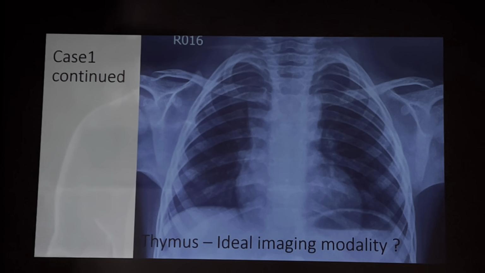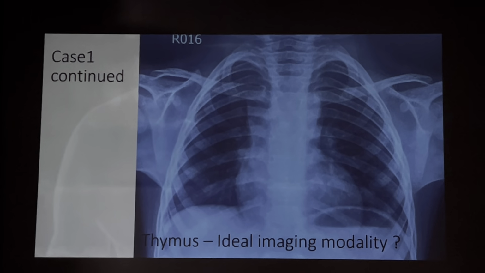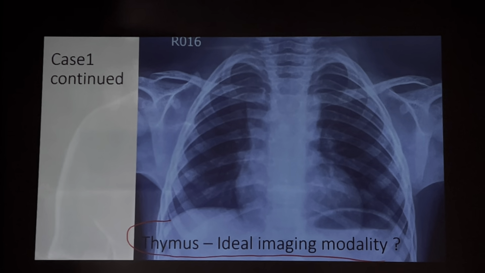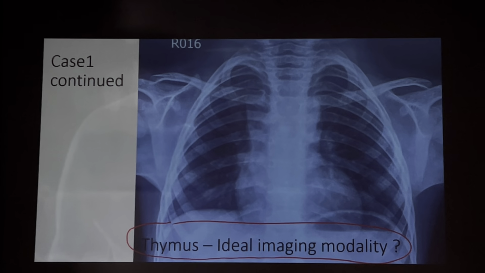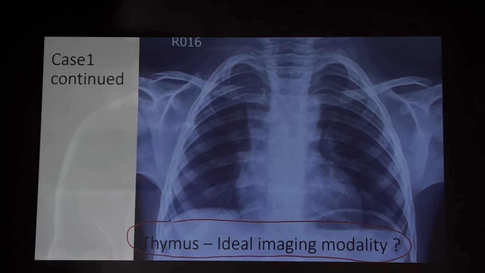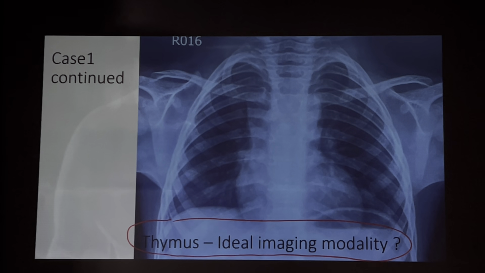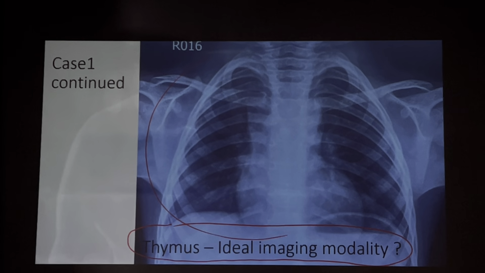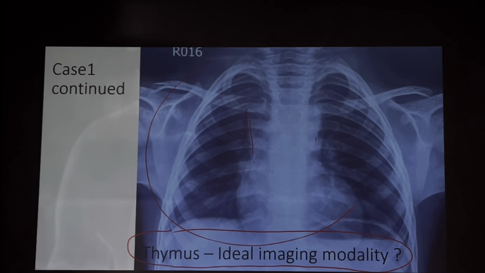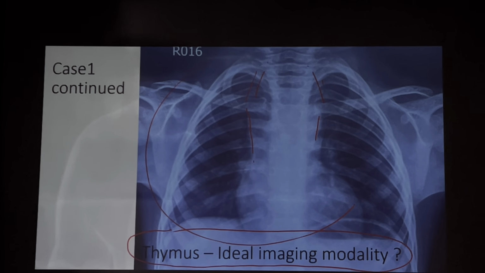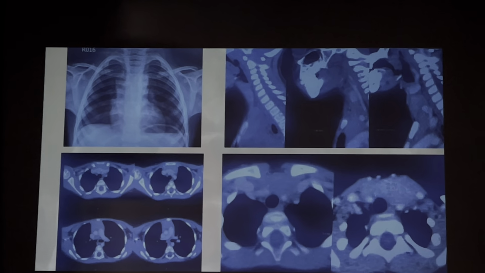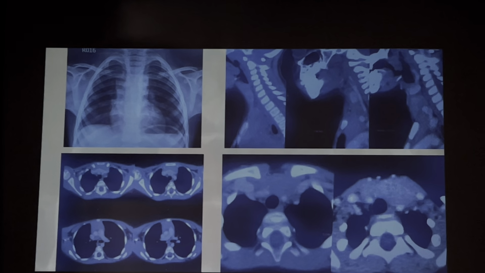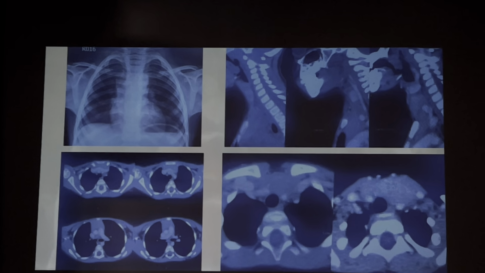Now we continue with our case number 1. My question in these two cases is, what should be the ideal imaging modality? We all know that it is mostly ultrasound, right? The X-ray of the first case showed some mediastinal widening, and to my surprise, there was nothing which was connected to the neck and the thorax. So it looks like there was some problem with the X-ray exposure or some positioning.